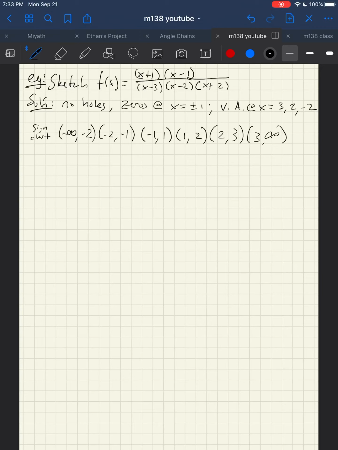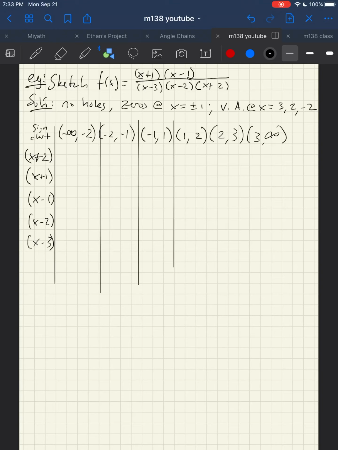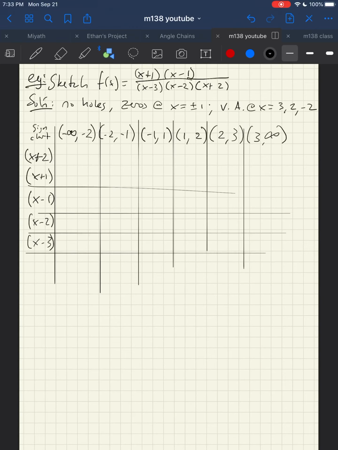This is a lot of ranges here. And how many factors do we have? I'm just going to do them again from left to right. We've got the factor x plus 2. We've got the factor x plus 1, the factor x minus 1, the factor x minus 2, and the factor x minus 3. Notice that as I'm making the sign chart, it doesn't really bother me if these factors are in the denominator or the numerator, right? All I care about is that they are factors somewhere in my rational function. And then here we'll have the total.